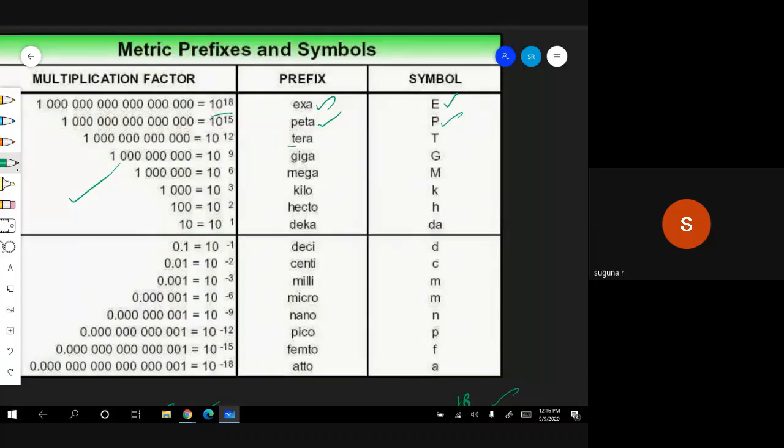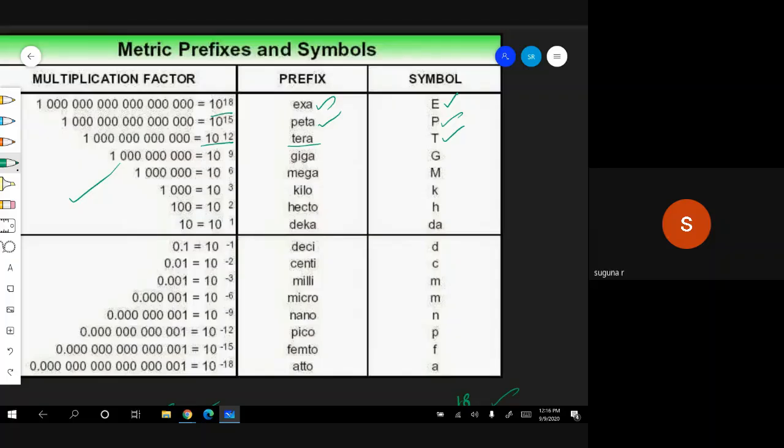Tera. Terabyte. I think you know tera. Tera means capital T; the symbol is capital T. Therefore, terasecond. Tell me, terasecond: 10 power 12 seconds. Yeah, that's it. Okay.